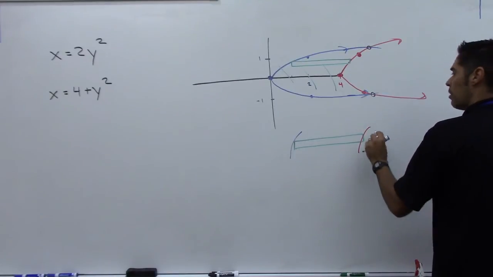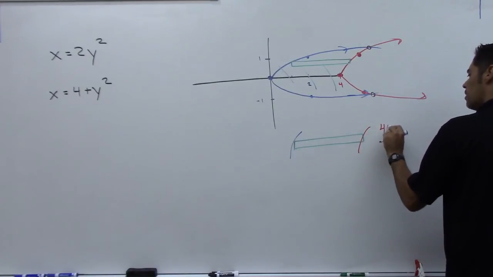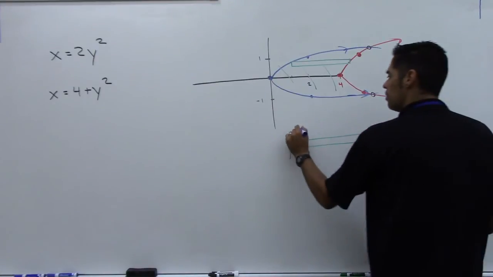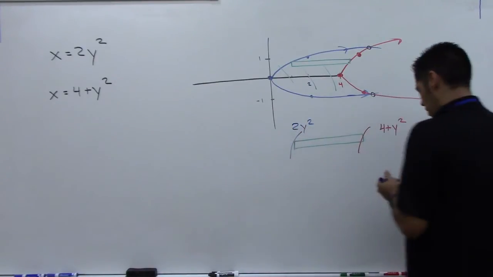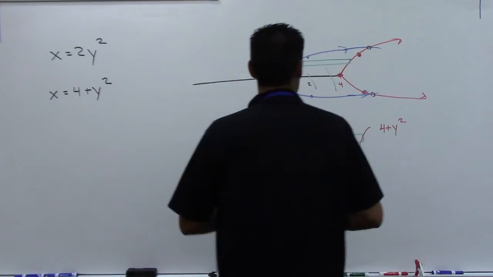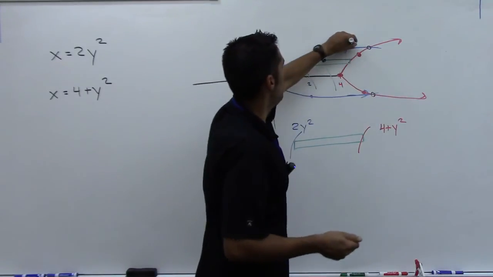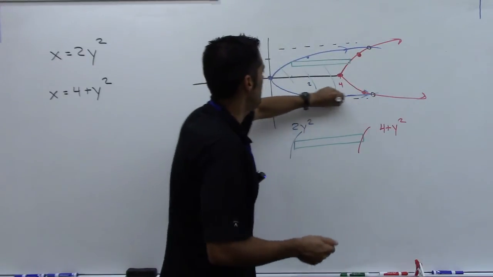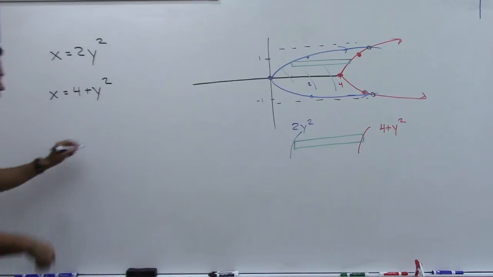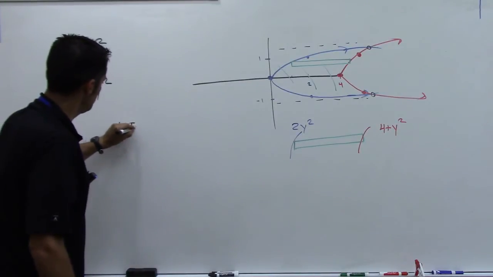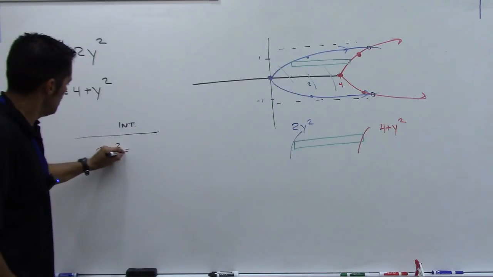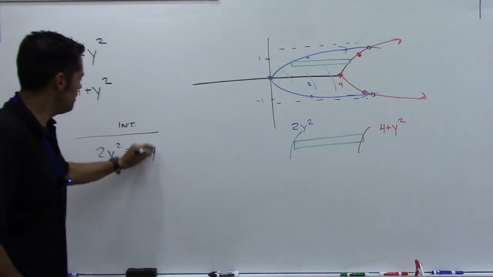See, the red curve was 4 plus y squared. The blue curve was 2y squared. So I already know how I'm going to set up my integral. I just need my limits of integration. So I need to figure out where these y values are that they hit each other. So to do that, I have to set these two equal to each other. So for the intersections, I set 2y squared equal to 4 plus y squared.